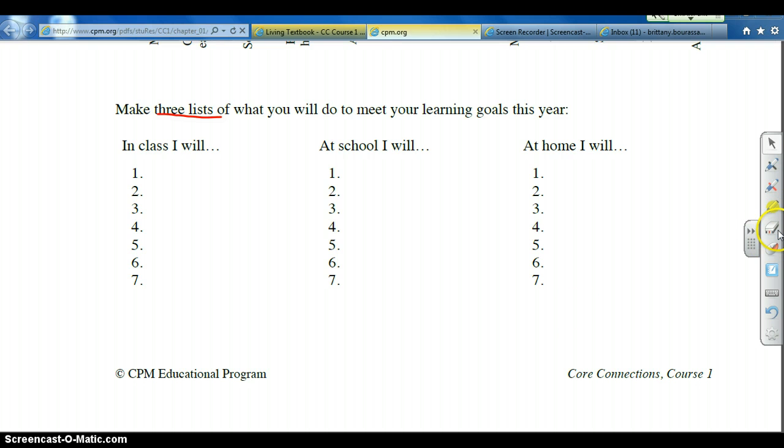These are some things that you're going to need to think about as you continue to grow as a middle schooler. So take some time to think about what you're going to do in class, what you're going to do at school, and what you're going to do at home. Make that list now. After you complete this, you will be completed with the very first math assignment for lesson 1.1.1.